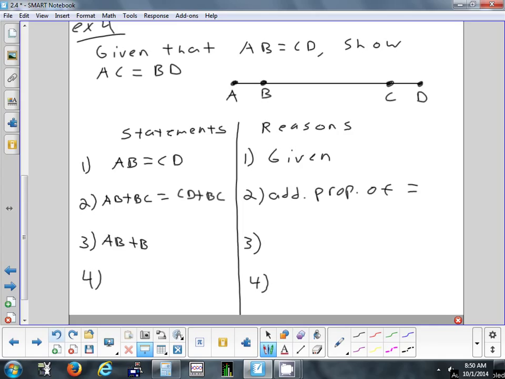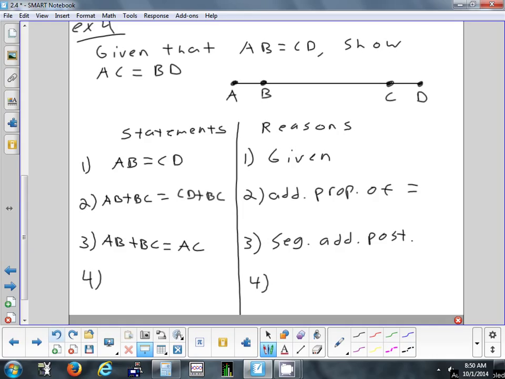AB plus BC equals AC. Does anybody remember the name of that? When you add two parts of segments together to get the whole? Yep. Segment addition postulate. Very good. Segment addition postulate. Okay, that's the segment addition postulate.